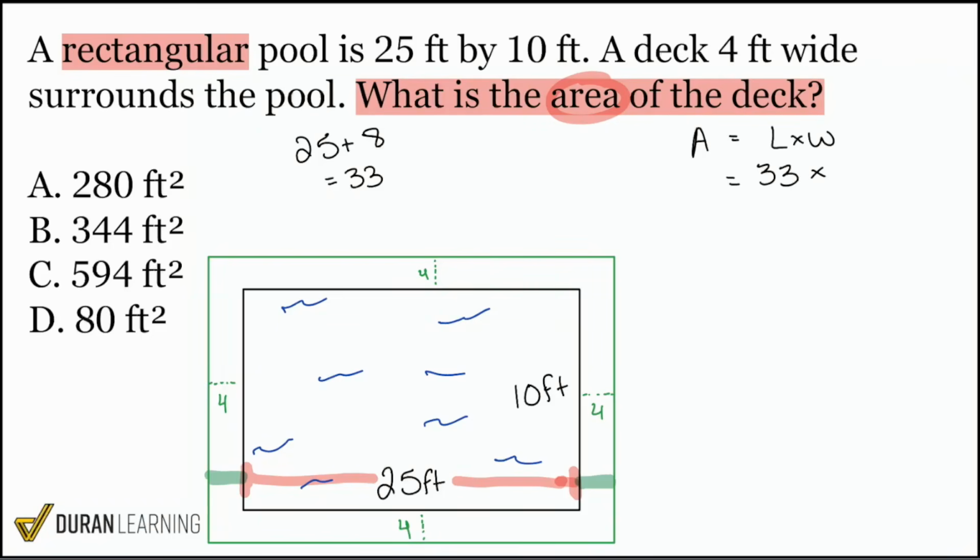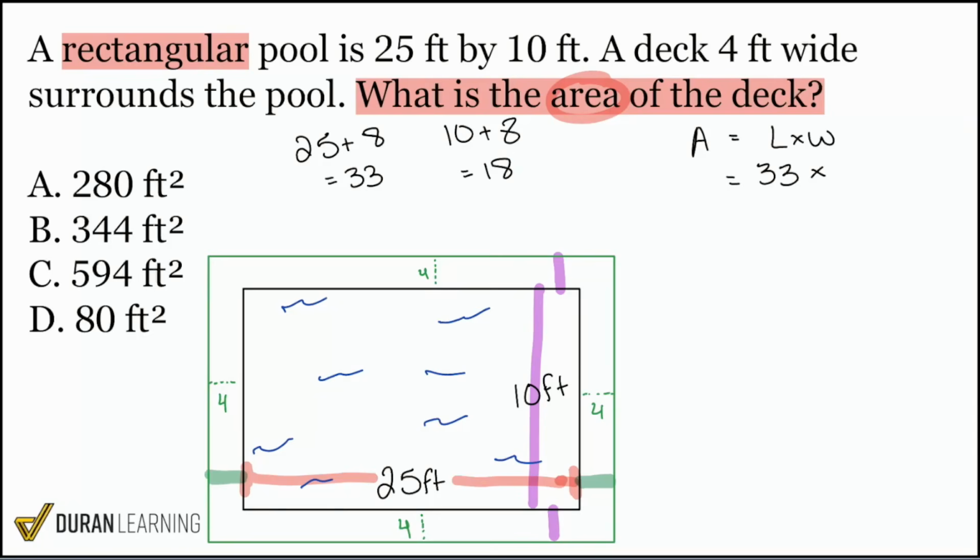Everybody, same thing with the width. Take a look. Originally, we had 10, right here in purple. But we have to add 4 where and where, everybody? For the 10 here, we got to add 4, right here on the top and right here on the bottom. So with that said, everybody, what is 10 plus 4 plus 4? So 10 plus 8. What is that going to be? 18, absolutely. So there we go.